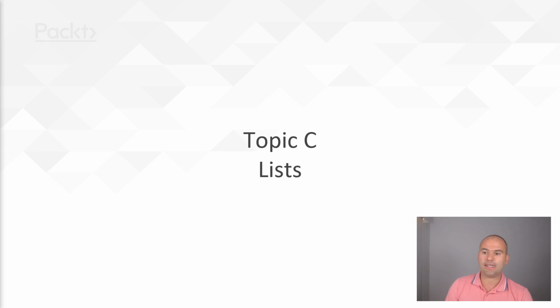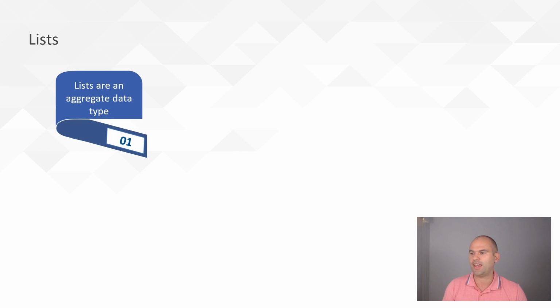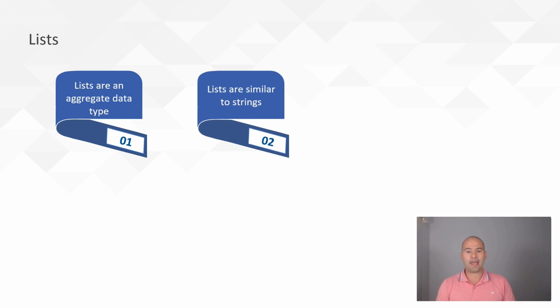Okay, topic C, lists. Now, lists in Python, they are an aggregate data type. Essentially, a list is a collection of items separated by commas. And these items are similar to strings in a sense that you can think of a string as a list of characters. In other programming languages, you have the term array. Array is very much the same thing as a list. So a string would be an array of characters. A list is an array of pretty much anything you want.